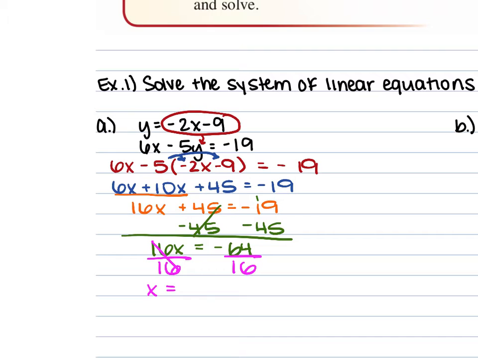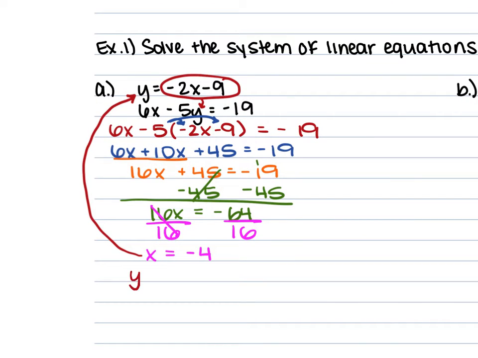You're going to have x is equal to a negative. 64 divided by 16 gives us 4. So x is equal to negative 4. You still have to solve for y. So you have to take this negative 4 and plug it in for x in your first equation. So you have y is equal to negative 2 times x, which we found was negative 4, minus 9. The negative 2 times negative 4 is 8. 8 minus 9 gives us y is equal to negative 1.